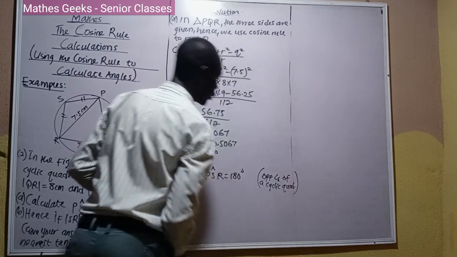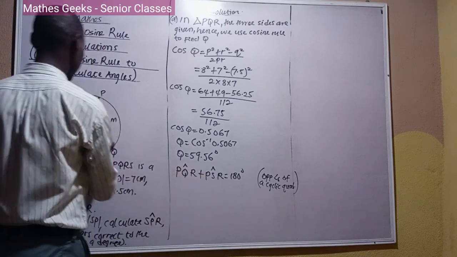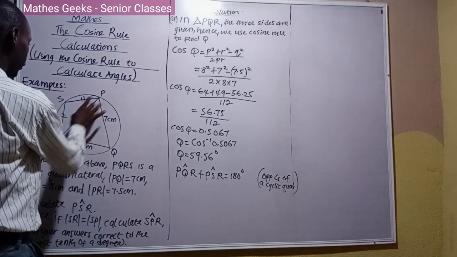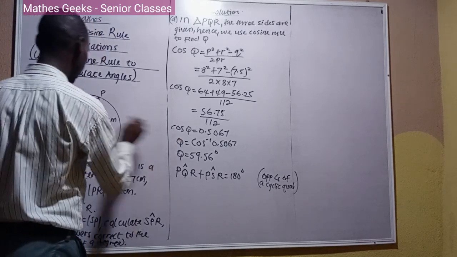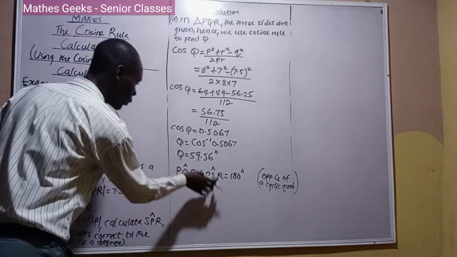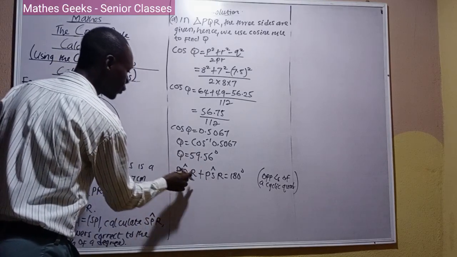A cyclic quad. Opposite angles of a cyclic quad are supplementary. This plus this, and this plus this, are supplementary. So since we already got the value of this, we follow this theorem to get this angle. P of which we got an angle Q.